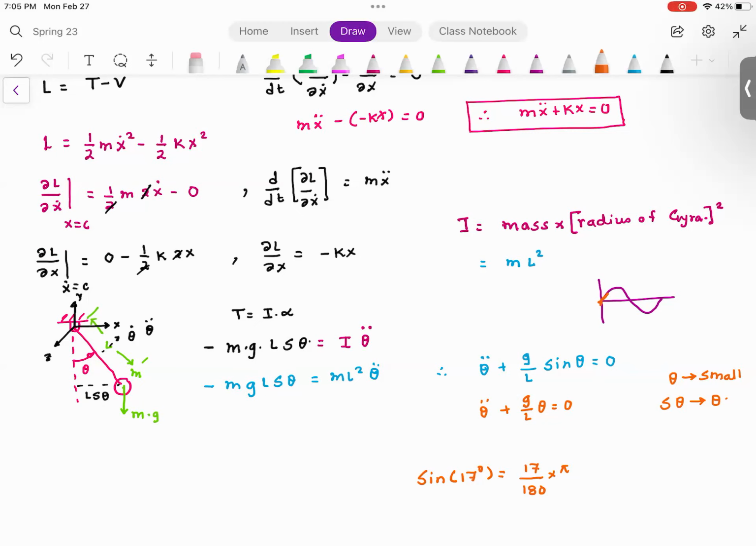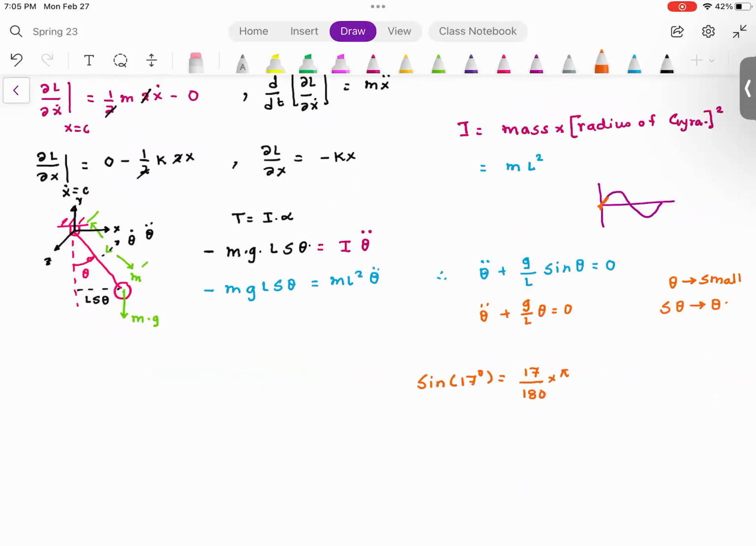Okay. Now I'm going to derive this equation really quickly using the Hamiltonian approach, which is the total energy, kinetic energy plus potential energy. Kinetic energy is 1/2 I theta dot square, and potential energy is minus m g L cosine theta. Then you need to take the derivative. So I need to write total energy.